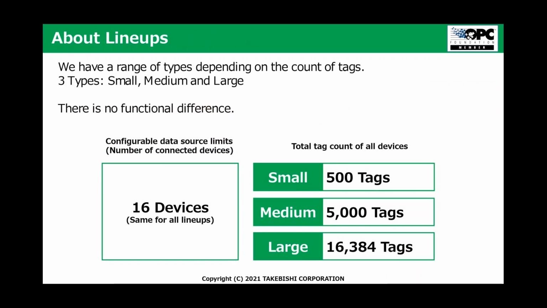So if you look here at the lineups, we have three types of products with this device gateway on Docker, and we call them small, medium, and large. Small is related to the number of tags that can be controlled. The small one is able to control 500 tags, medium 5,000, and the large one more than 60,000 tags. For all of them, you can use up to 16 devices in your IoT architecture, and all three types have exactly the same functionality. So you get all the functionality, independent of whether you have small, medium, or large.